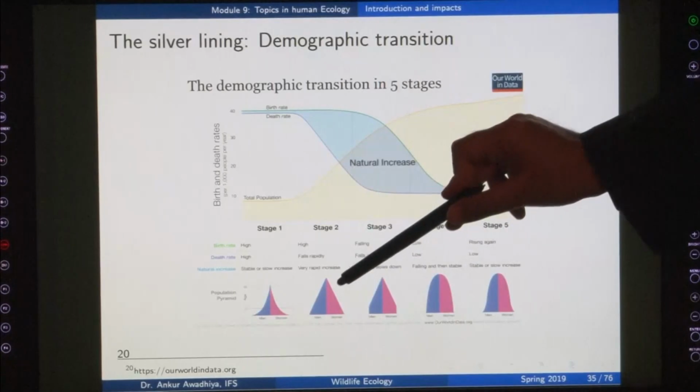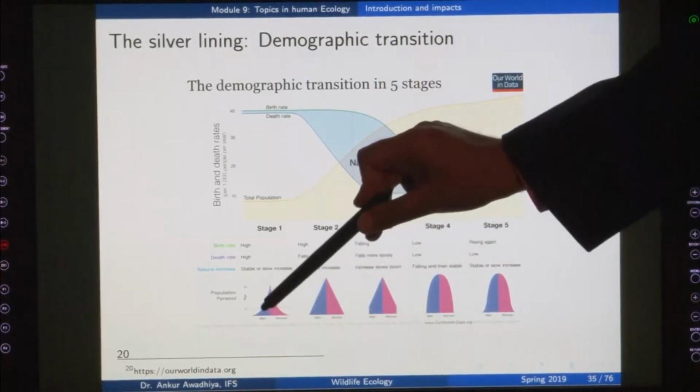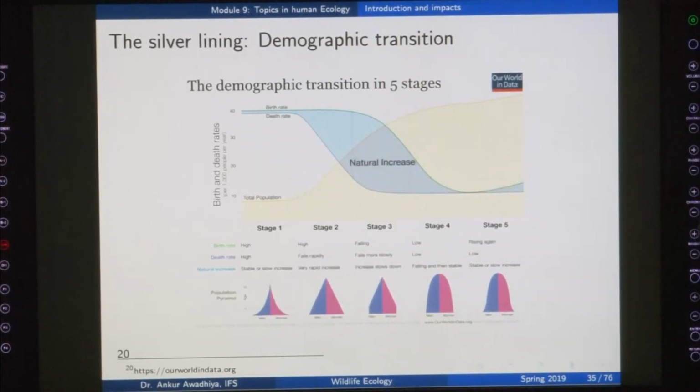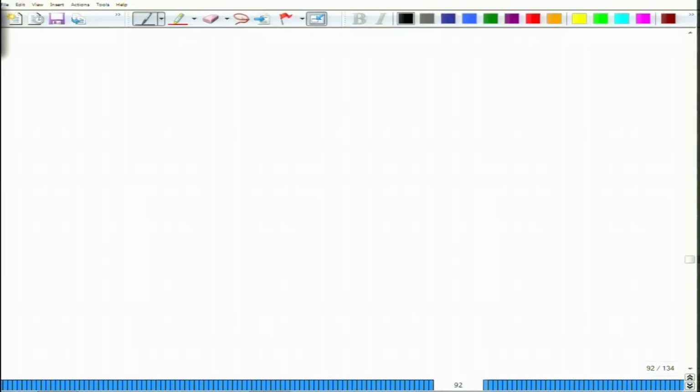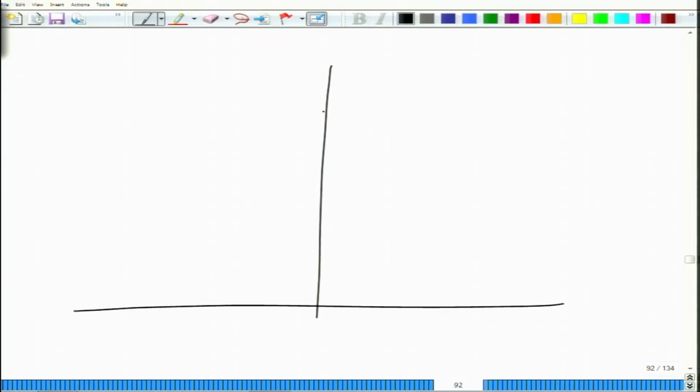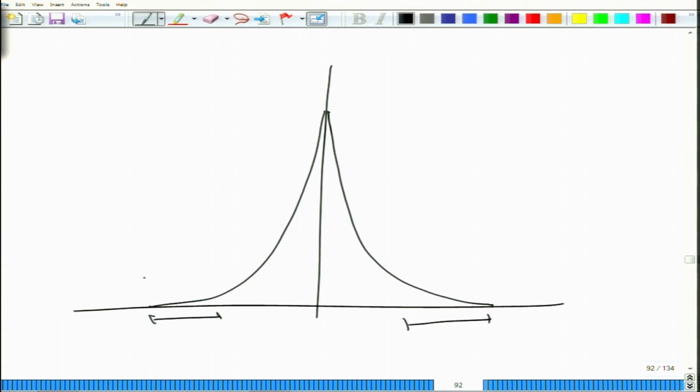Now, in the case of the second stage, you have a reduction in the death rates. So, suppose you have a population in which you have a very steep death rate. Now, if you reduce the death rates, these many individuals that were dying off will now survive, and your death rate will reduce. In this case the curve will become something like this.